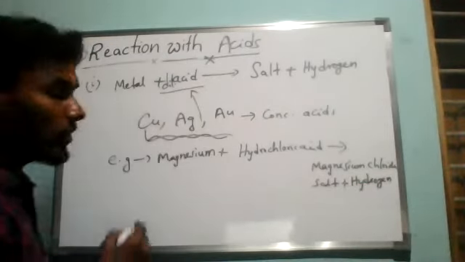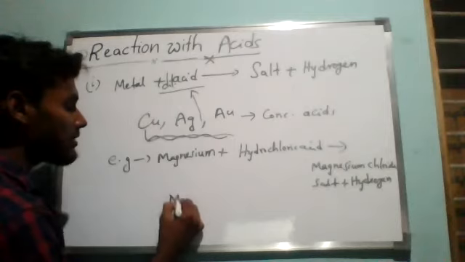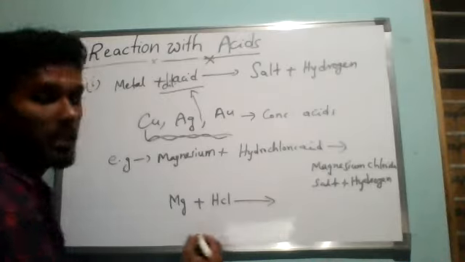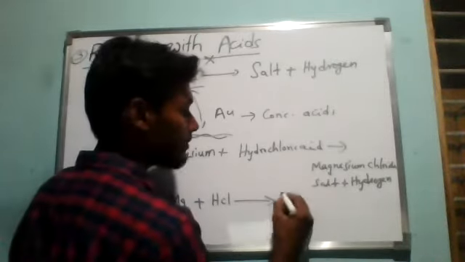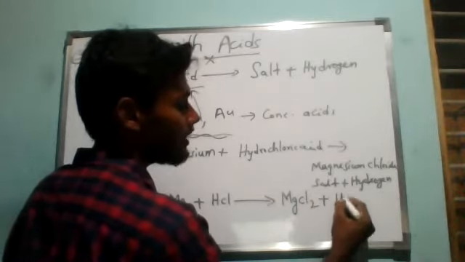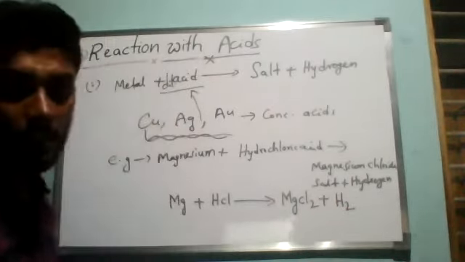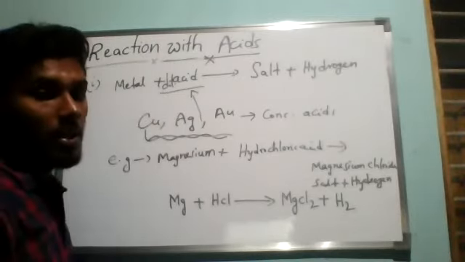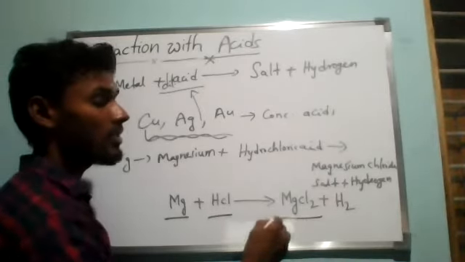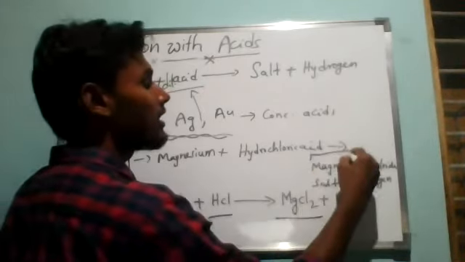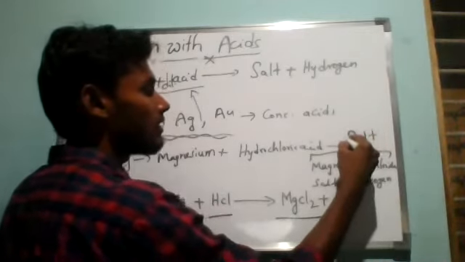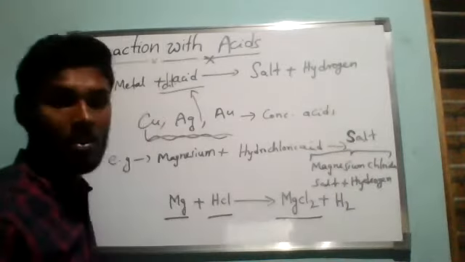Here, magnesium symbol is Mg, and hydrochloric acid is HCl. If you observe this reaction, we get magnesium chloride, MgCl2, plus hydrogen gas. So magnesium is reacting with dilute hydrochloric acid and forming MgCl2, magnesium chloride. It is a chemical salt. You have to remember, this is the salt.